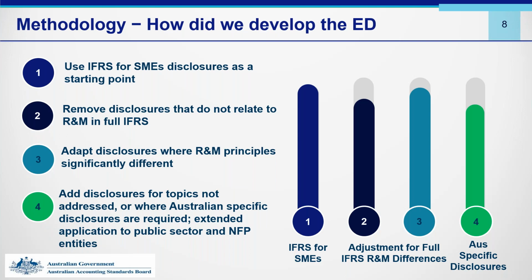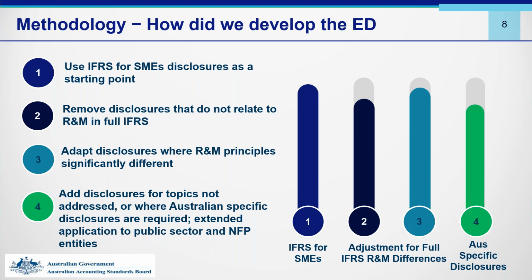So then we had to obviously look at the R&M differences. First of all, there are certain recognition and measurement requirements in IFRS for SMEs that are not available under full IFRS or are not applicable. For example, under IFRS for SMEs, you amortize goodwill. So there are certain disclosures in relation to the amortization of goodwill, which you obviously don't need. Then there is quite a number of undue cost and effort exemptions where you might have to disclose if you have adopted that. So those disclosures we have obviously taken out.